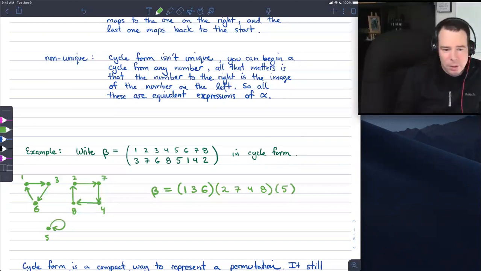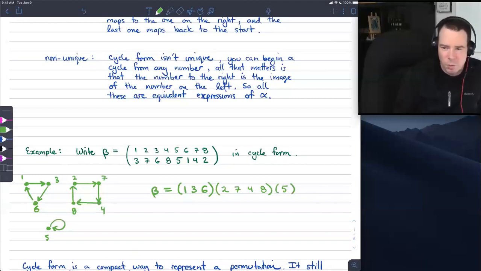And so to come back to the comments that you guys were having in the chat, notice that if I was to take beta cubed, beta times beta times beta, that would wipe out that 3 cycle 1, 3, 6, because all those numbers would return to themselves. But the 4 cycle 2, 7, 4, 8, if I cube it, it's not going to get back to itself. It's actually going to turn into its inverse. And so beta cubed is going to turn out to be a 4 cycle.